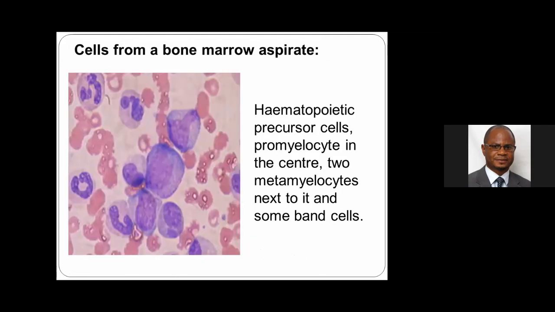Okay. So these are cells from a bone marrow aspirate. You see a hematopoietic precursor cell. There's a promyelocyte in the center, and two metamyelocytes next to it. These ones. Okay. And this is a bone marrow picture, and then we have some band cells. Could be neutrophil. This could be a basophil or something. More of neutrophil. These two are matured enough to be about coming out of the bone marrow into circulation.